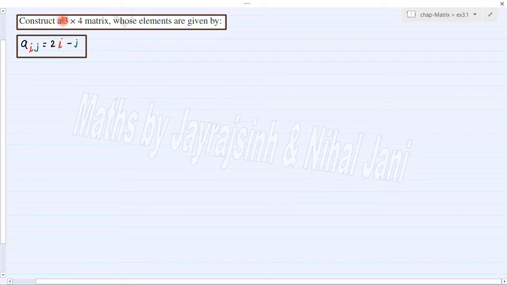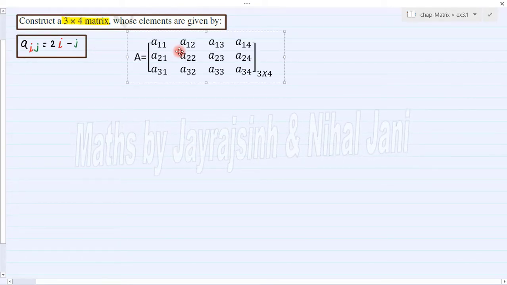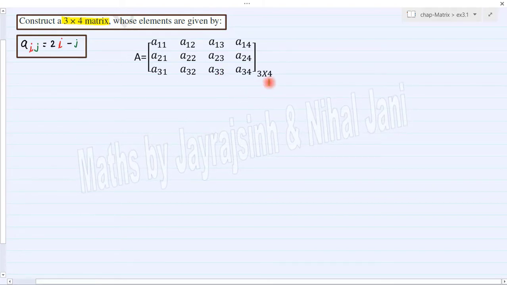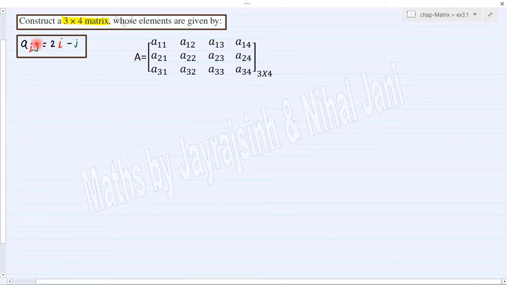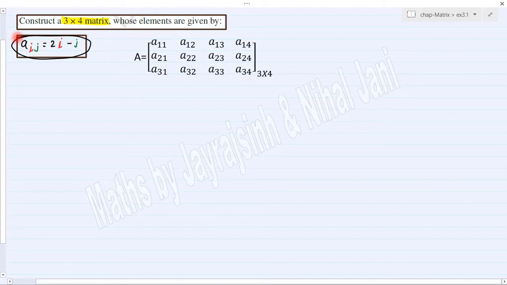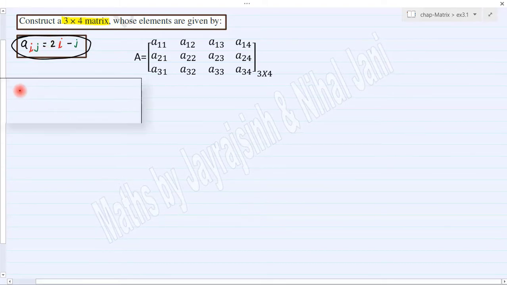In this question, we have to construct a 3 cross 4 matrix. So here we have our 3 cross 4 matrix with their respective elements. Now we have to get the value of elements using this formula. For aij, the element will be 2i minus j. So let's try to get them one by one.